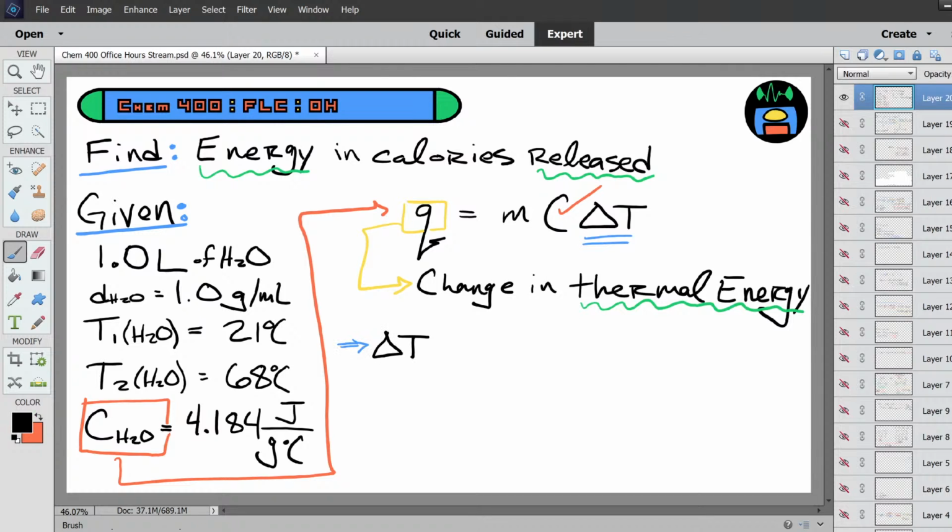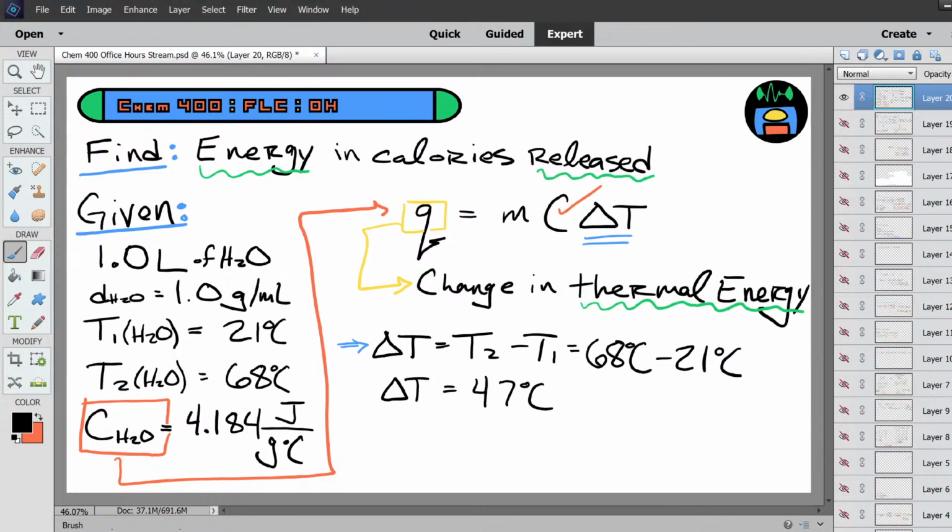Delta T, our change in temperature, is equal to initial minus final. Sorry, final minus initial. Our final is 68 degrees. Our initial, 21 degrees Celsius. So our change in temperature, we can calculate, it comes out to be 47 degrees Celsius. So now we have our delta T. The one last thing that we got to work out is how do we deal with our mass?